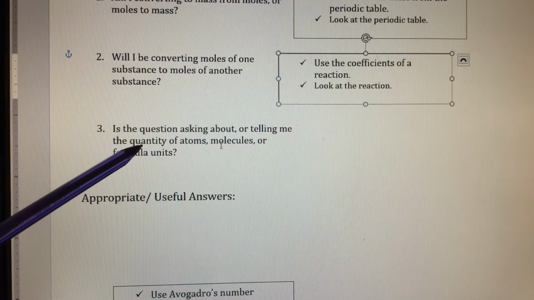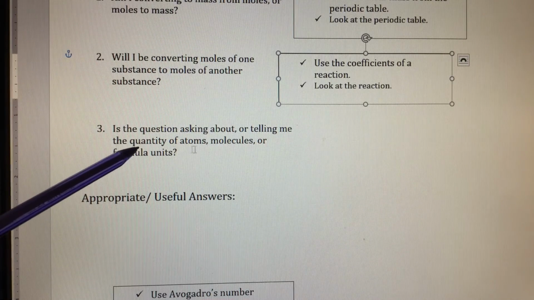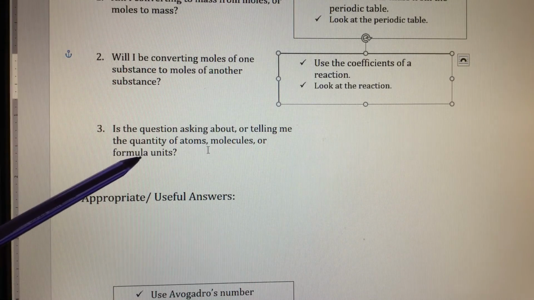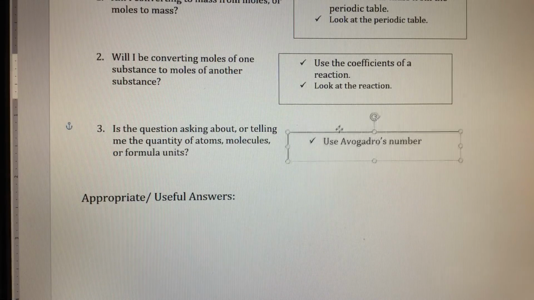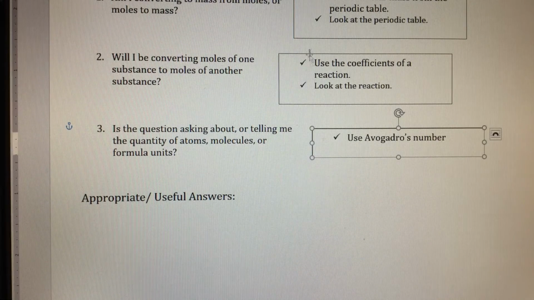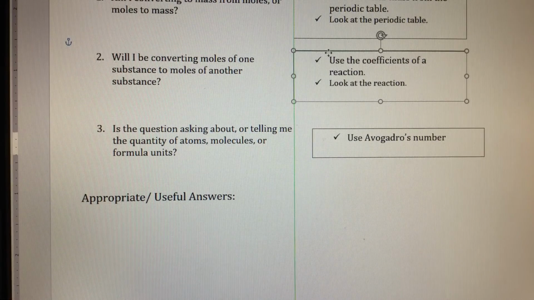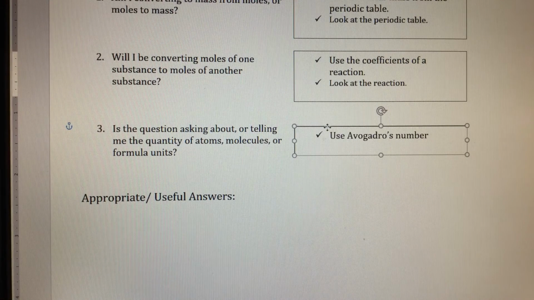Is the question asking or telling me about the quantity of atoms, molecules, or formula units? So if it's asking me about a number, the amount, I'm going to go ahead and use Avogadro's number. Now, there is something that I didn't mention here as I straighten these out. There's a little something that I didn't mention.